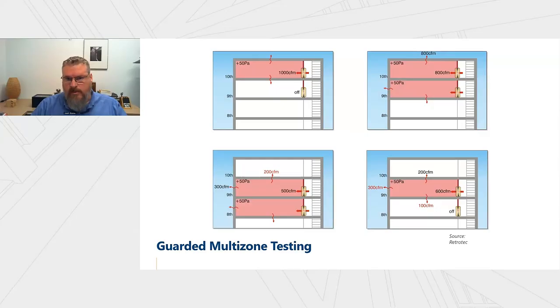We can't get rid of the opening. That's what we're trying to measure. So what we can do is balance the pressure across that opening. What you do is, with another fan that's run independently, or series of fans, depending on the size of the space, you're going to balance that pressure. And in this diagram, it's showing 50 pascals on both sides.